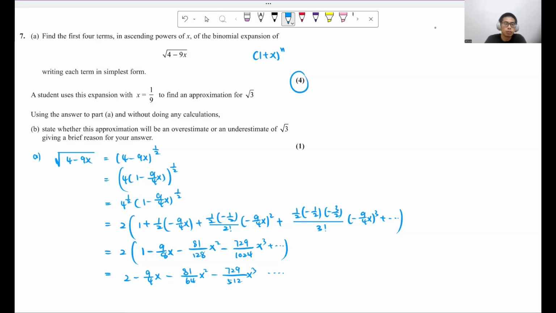And then for part B, using the answer to part A and without doing any calculation, state whether this approximation will be an overestimate or an underestimate of root 3, giving a brief reason for your answer. So obviously, if you substitute in x equal to 1 over 9 to find an approximation for root 3, it has to be an overestimate.